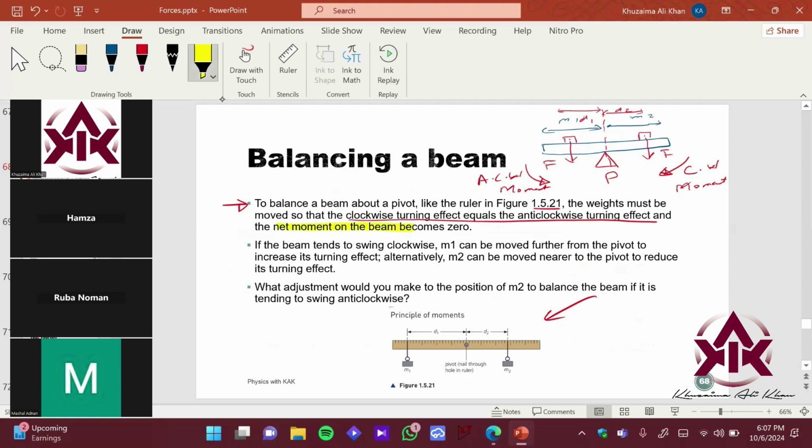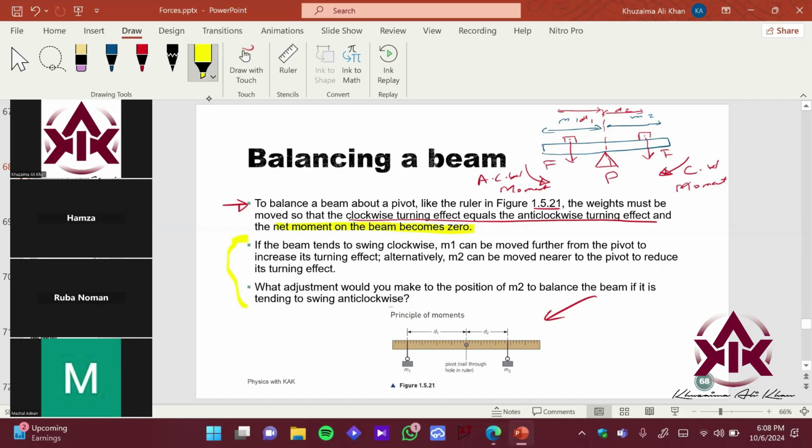What is the net moment? Let's take clockwise as positive and anti-clockwise as negative. If you add, let's say, plus 2 and minus 2, where plus 2 is the clockwise moment and minus 2 is the anti-clockwise moment, the net moment applied on the overall system would be 0. Now, how do we balance it out, as you did when balancing your pen or a scale?